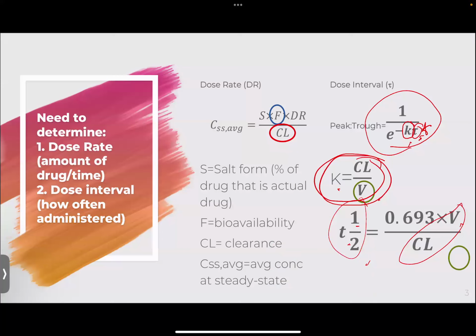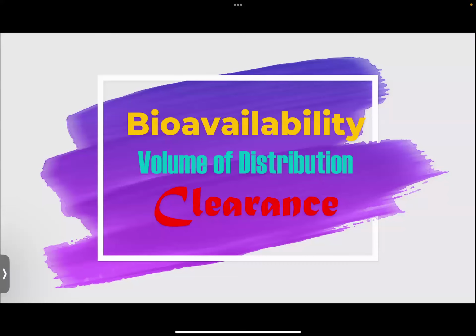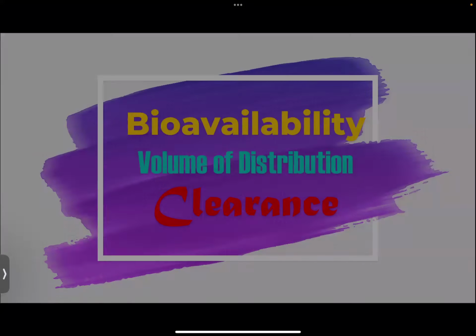All right. Okay, so then we go into the three things that we just talked about, which are bioavailability, clearance, and volume that determine our CSS average and our peak to trough ratio, right? Along with dose rate and dose interval, which we control. So we're digging deeper on bioavailability, digging deeper on volume, and digging deeper on clearance.